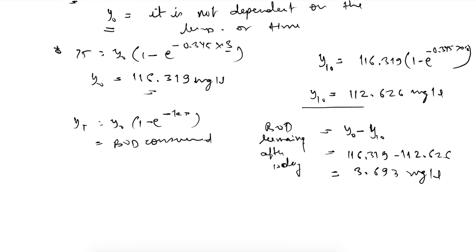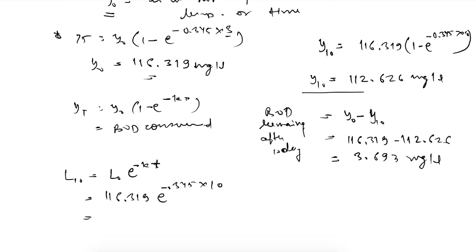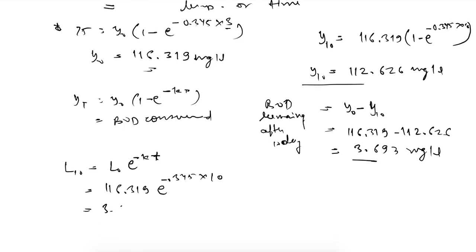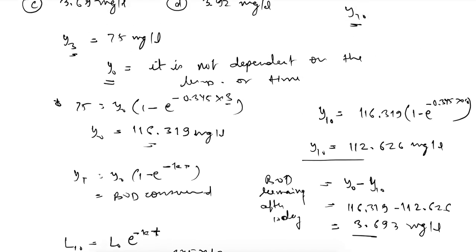For the BOD remaining, you could use another formula, that is L10 is equal to L naught e to the power minus k t. So here if you had put 116.319 e to the power minus 0.345 into t, that is time, into 10, this will directly give you the value 3.693. So this is another way to find it.